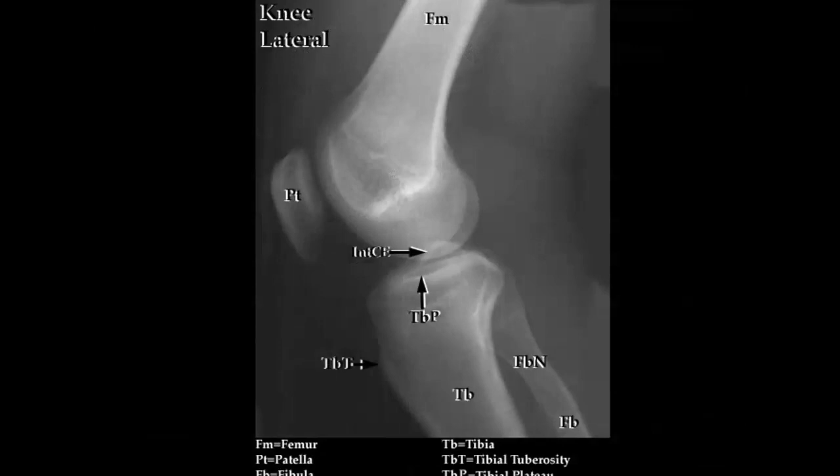Okay, what bones do you recognize? Do you see the patella and the femur and the tibia and the fibula? You probably did.